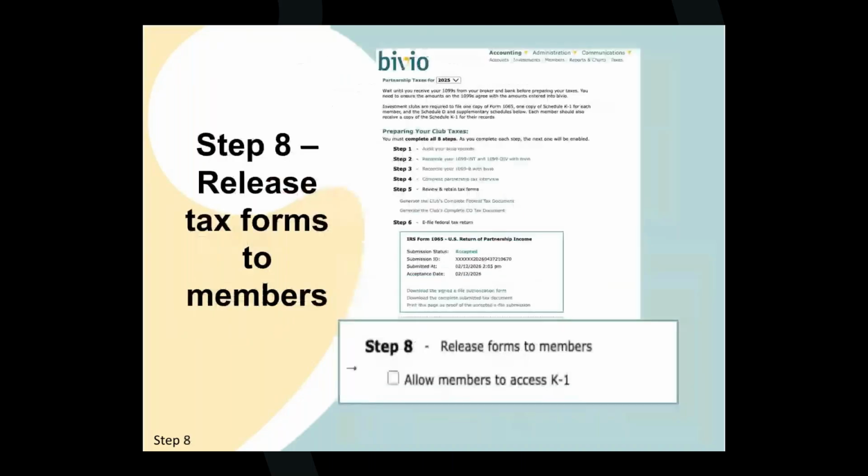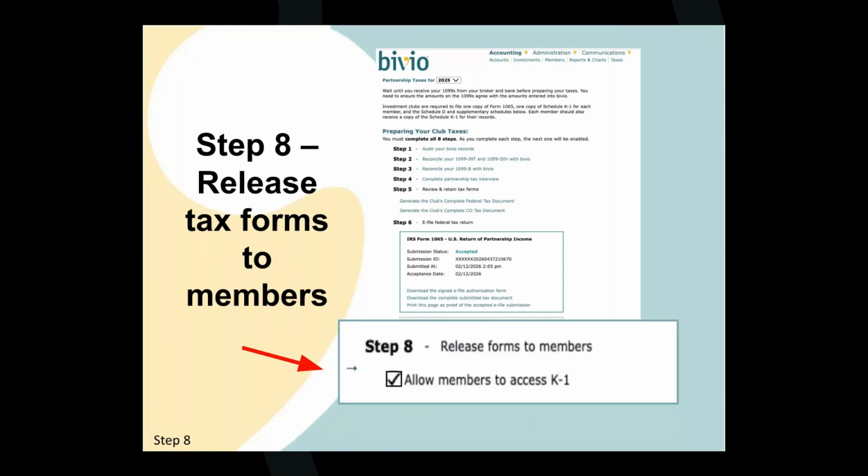And now that you've filed your club's returns, it's time to go to Step 8 and give your members their documents. Check this box to allow club members with online access to log into bivio and print out their own copy of their tax documents. That's the safest and most secure way for them to get their K-1s.